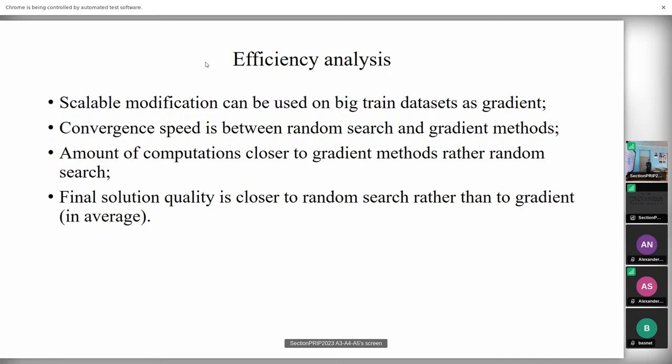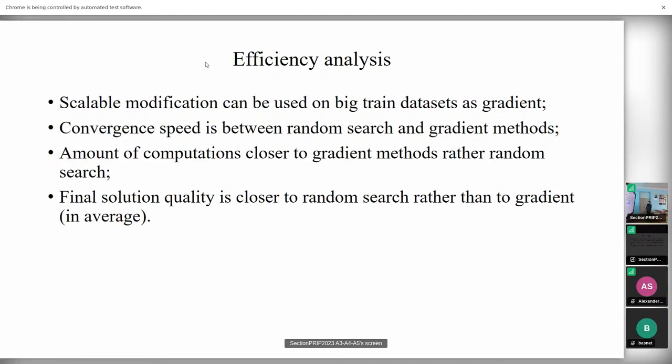Second, how about the efficiency of this algorithm? The scalable modification can be used for training on big data sets like gradient descent, because we significantly reduce the amount of computations. Second, convergence speed is between random search and gradient, because when we select small vicinities of each changing parameter, we behave like a gradient descent. But if the segments are big, they perform like a random search, but because we decline all solutions which are worse than current, it's significantly faster.